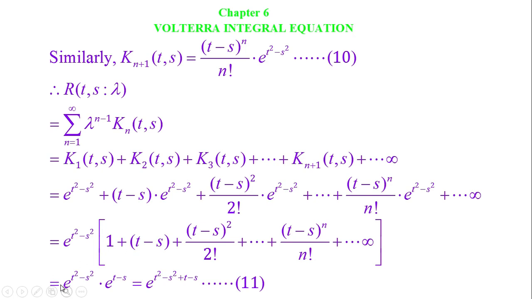So right, we have written our e to the power t square minus s square into e to the power t minus s. And using the formula of the exponent, we get e to the power t square minus s square plus t minus s.